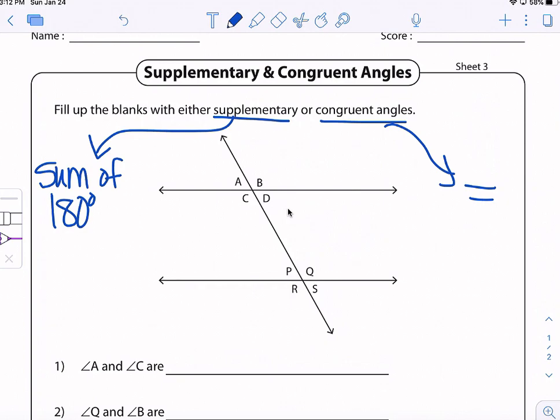So when two parallel lines are cut by a transversal, they form 8 different angles, and I'm going to use some colors to mark all of the congruent angles. So angles A, D, P, and S are all acute angles, so they're all congruent to each other. And then I'll use green and just make a little green dot. Angles B, C, Q, and R are all the obtuse angles, and they're all equal to each other.